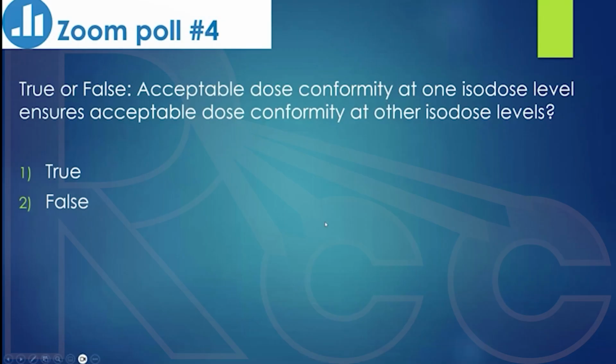Okay, so this should be a pretty easy follow-up question for you. True or false? Acceptable dose conformity at one isodose level ensures acceptable dose conformity at other isodose levels. All right, and this answer is false. Just because the prescription isodose line matches the shape of the target, that does not guarantee that the dose distribution is compact, and you absolutely should be looking at lower isodose levels.